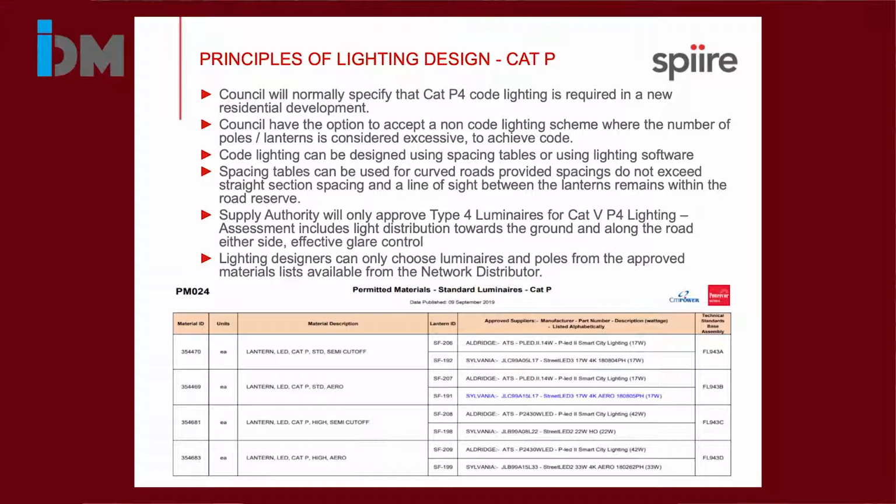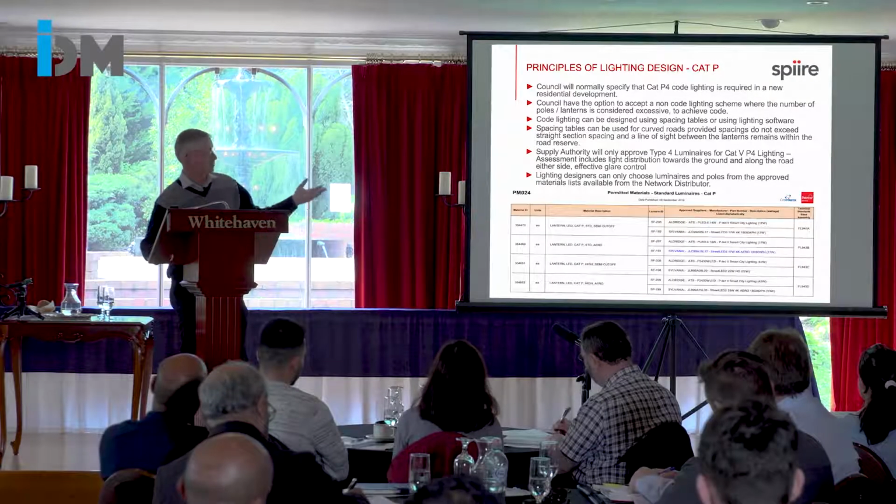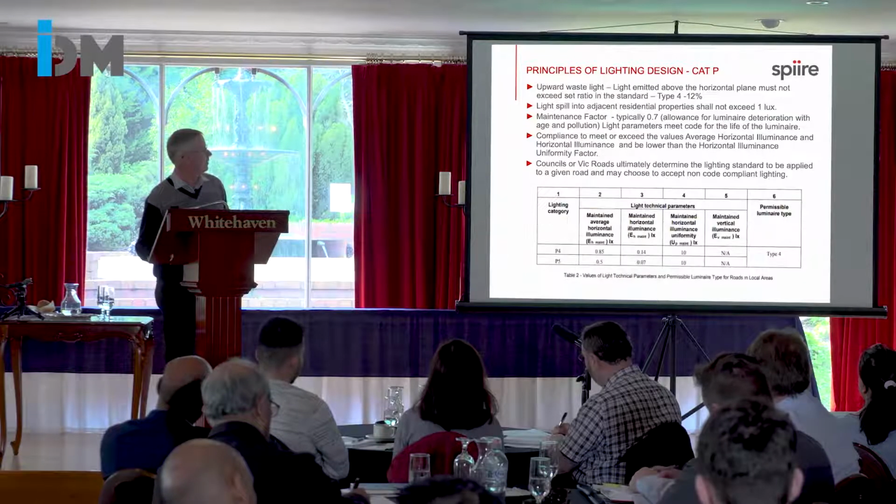This here is the category P lanterns for use in housing estates. You'll see that they call it a standard and a semi-cut-off. There are two manufacturers who supply approved lanterns for that purpose. Similarly to the other, you've got an Aero and then a high output semi-cut-off and a high output Aero. So there are a number of manufacturers that are approved for their lamps to be used in category P areas in PowerCore.